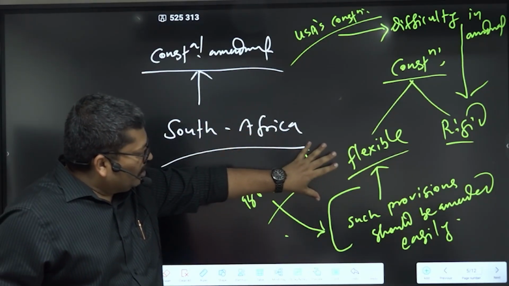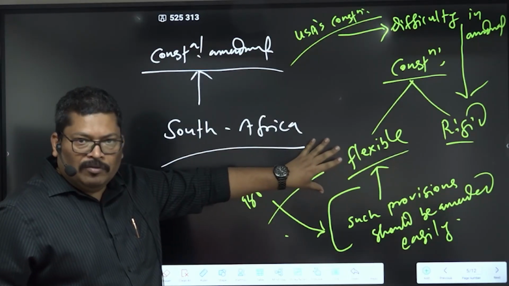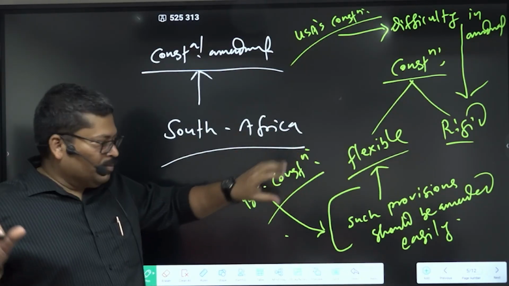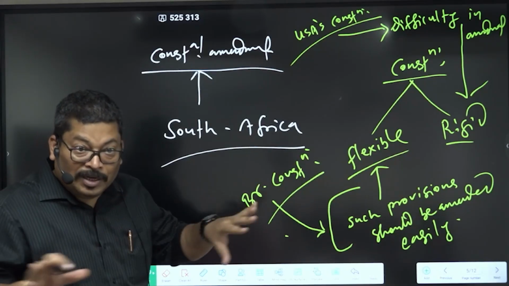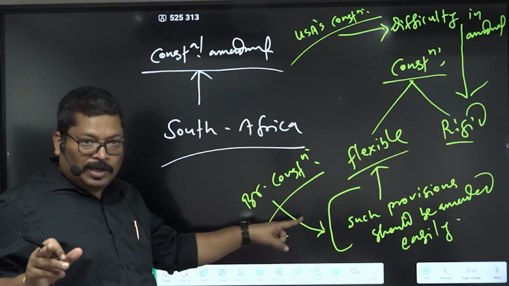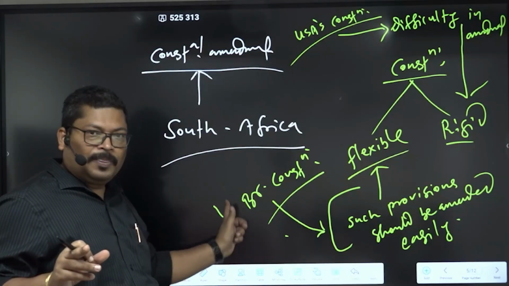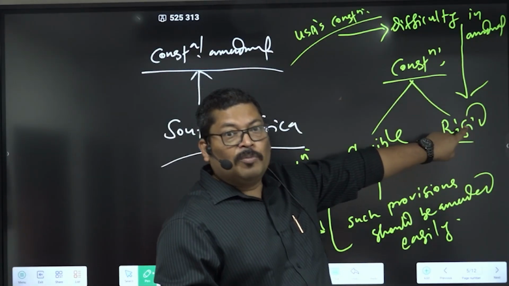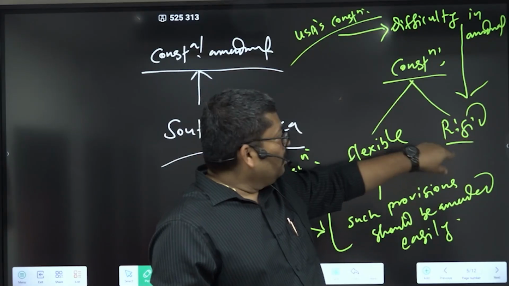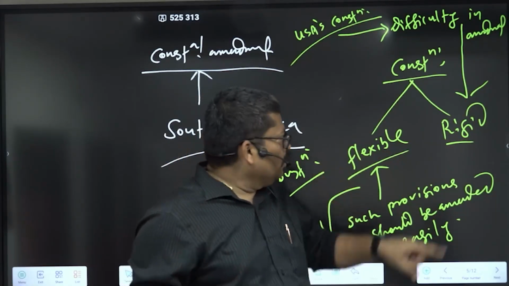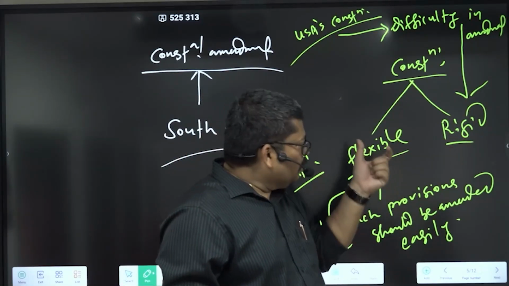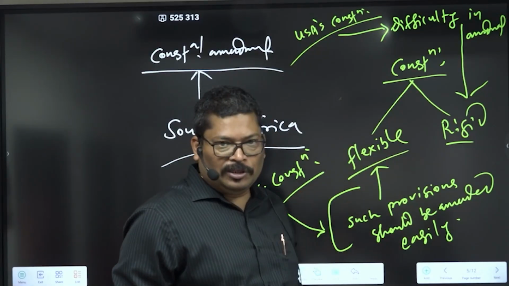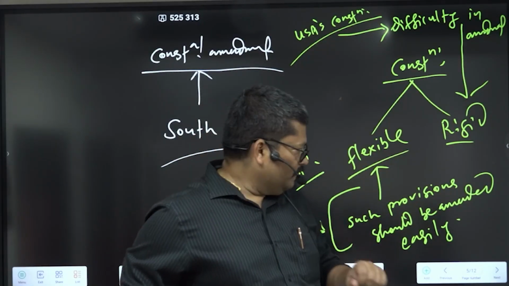Flexible provisions of the Indian Constitution should be amended by following an easy, simple legislative procedure. This concept has been derived from which constitutional scheme? British constitutional scheme. Rigid provisions should not be amended easily. Rather, there should be a complex procedure to amend the rigid provisions. Such a concept has been derived from which constitutional scheme? US constitutional scheme. Is it okay? Fine.